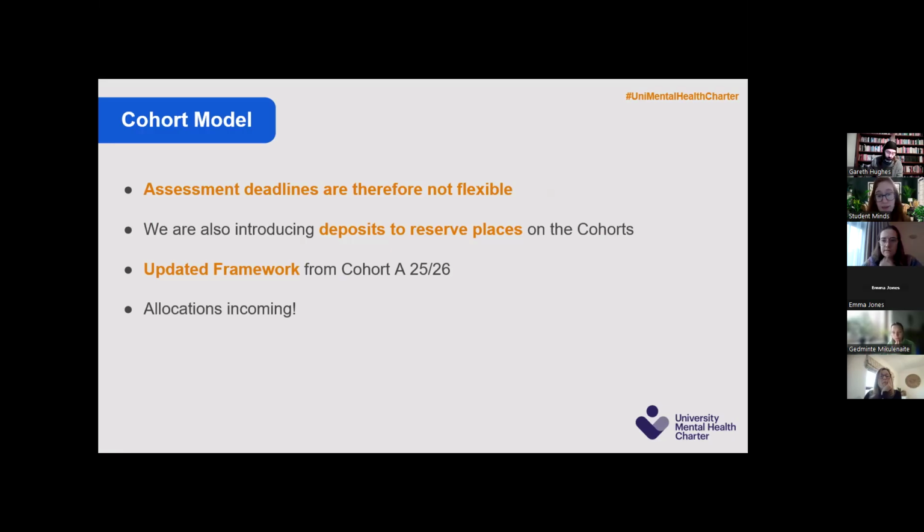The updated framework that Gareth mentioned before, we will start assessing that from cohort A 25-26. So that's just that one additional principle of good practice. We are still working on allocations. They're coming very, very shortly. Do bear with us. It's a bit of a puzzle, but we are nearly there. So in the next couple of weeks, you will find out your allocations for next year.